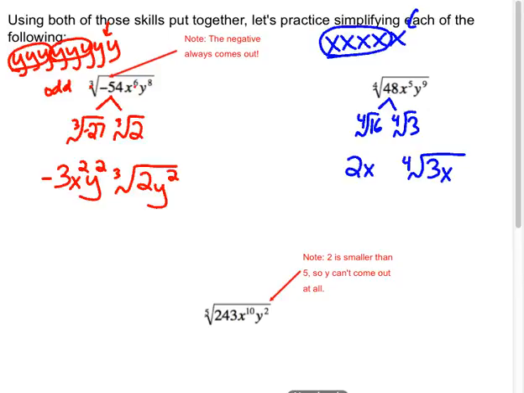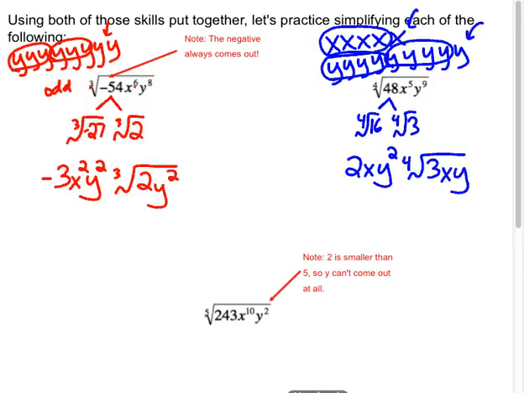For the y's, how many times can 4 go into 9? So 1, 2, 3, 4, 5, 6, 7, 8, 9. 4 goes into 9 twice. And again, there is one leftover piece that has to stay inside the radical.